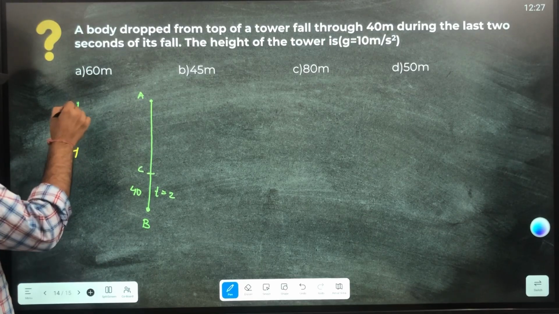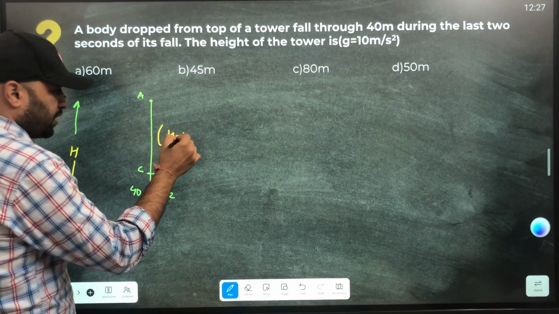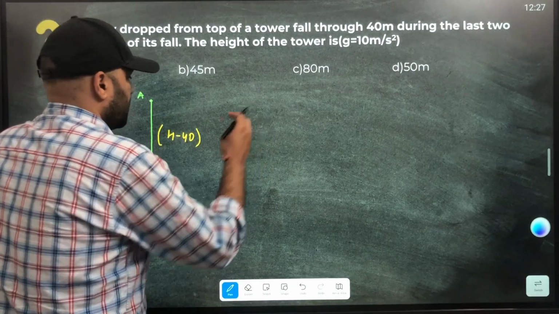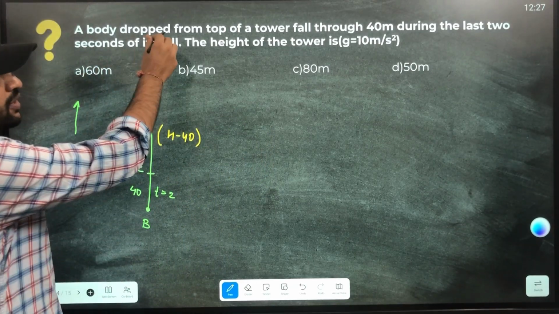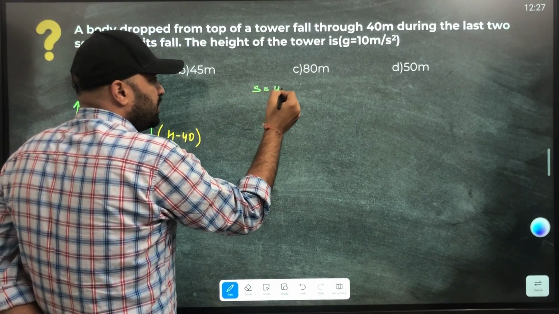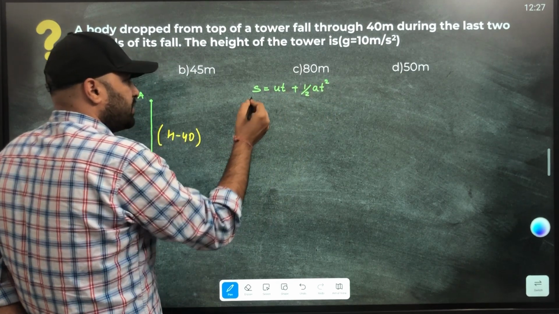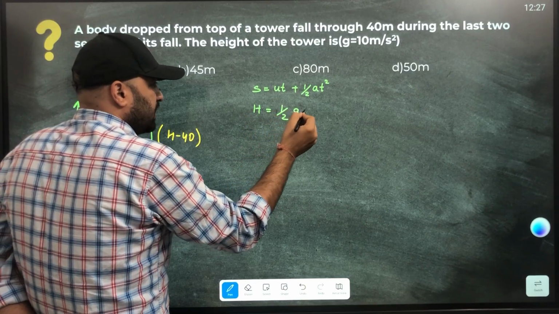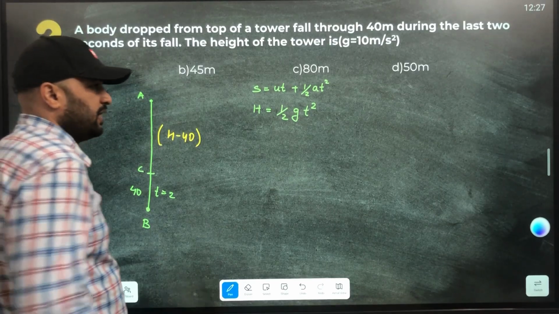H is how much? AB. So this height will be H minus 40. Correct? Let's figure out the solution. So what will be H? So initial velocity is what? Body is dropped. Dropped means initial velocity being 0. So S is equals to ut plus half at square. We will make use of this. U is 0 and S is H, the total height, half G T square. I am not substituting any value of G and T. Okay, this is our equation 1.